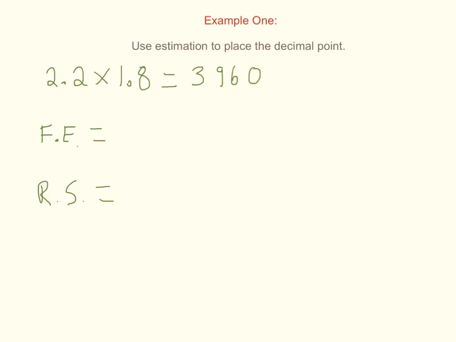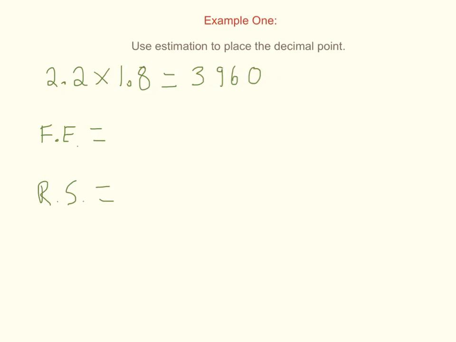In example 1, it asks us to use estimation to place the decimal point. This is the same thing we just did in 2.1. So our question here has us looking at 2.2 multiplied by 1.8, and we have an answer of 3960. We need to decide based off estimation where the decimal will go in that answer.